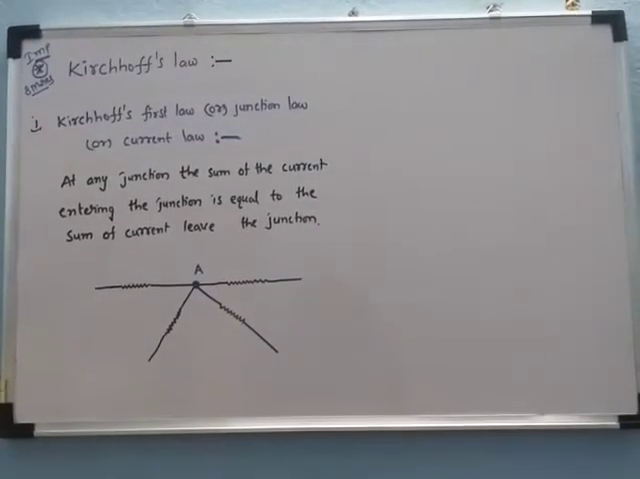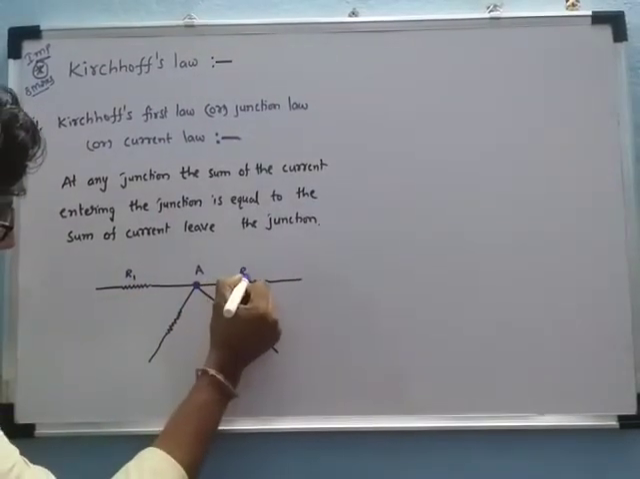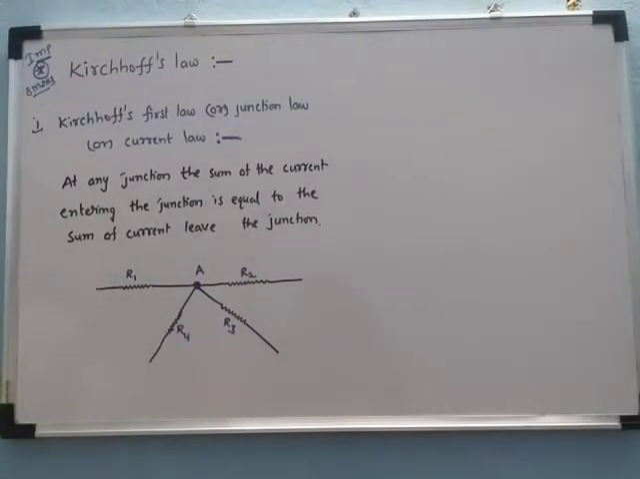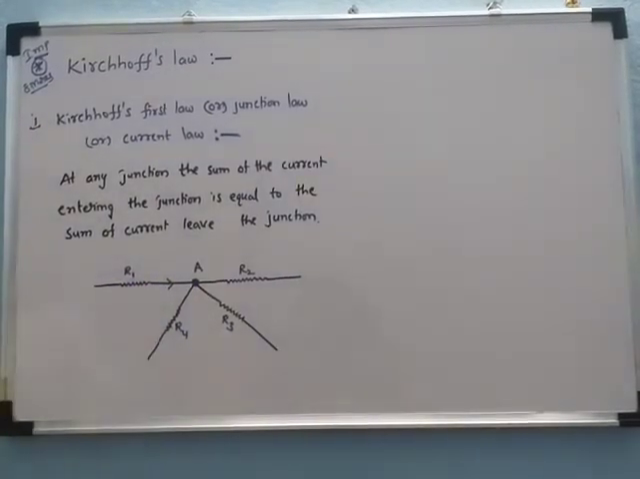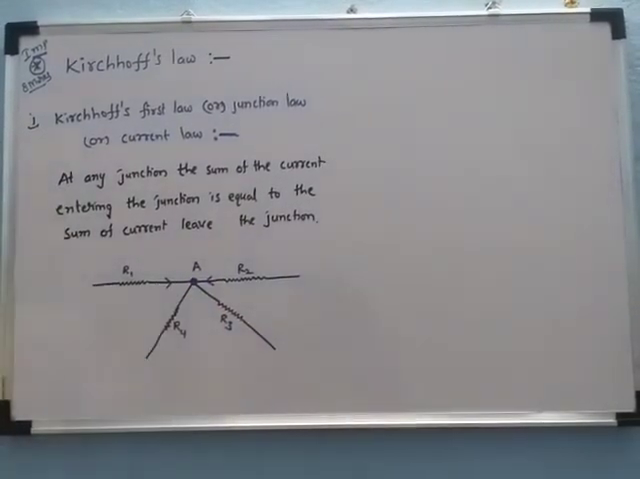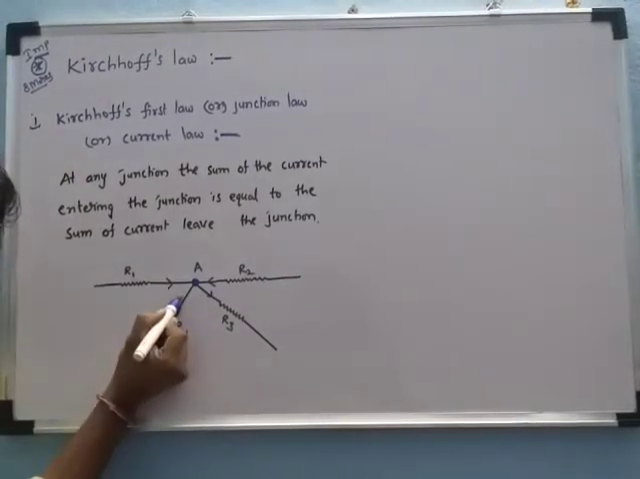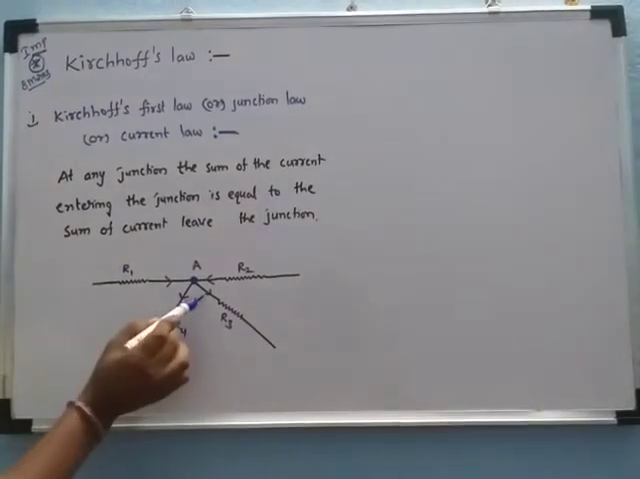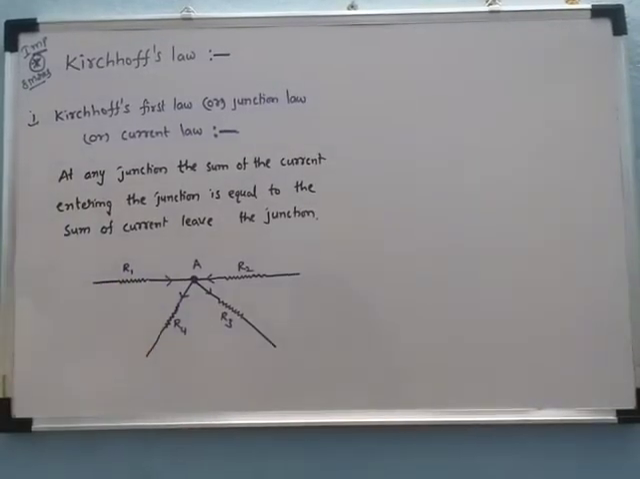Four ways. Now here the resistance is R1, here the resistance is R2, here the resistance is R3, and this one is R4. Now R1's arrow mark is towards the junction, and R2 is also towards the junction. But R3 and R4 are away from the junction. The arrow marks indicate the direction: towards the junction, or away from the junction.